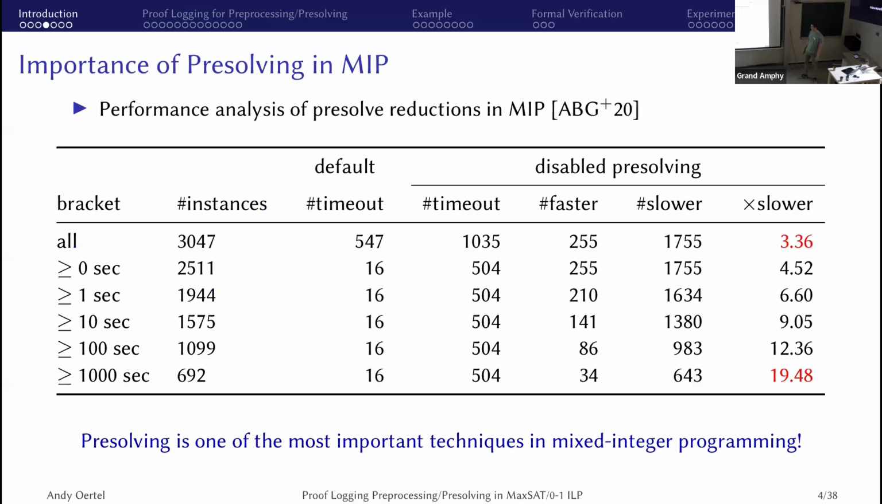To show this, we can look at 0-1 integer linear programming, or MIP here. This is a survey by Achterberg et al., and they looked at presolving techniques in MIP. For all the problems, presolving improves the solving time by over 3 times, and especially for larger problems, we are getting a huge speedup of almost 20 times.